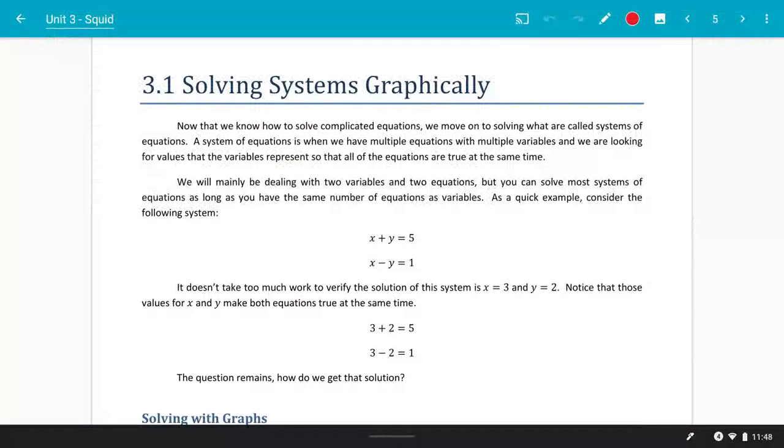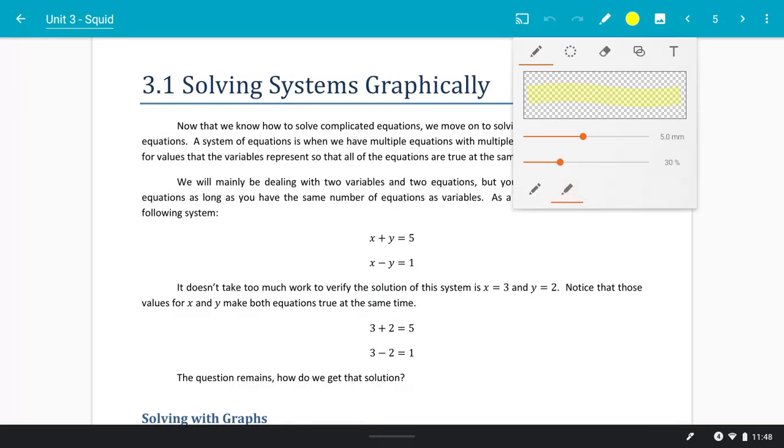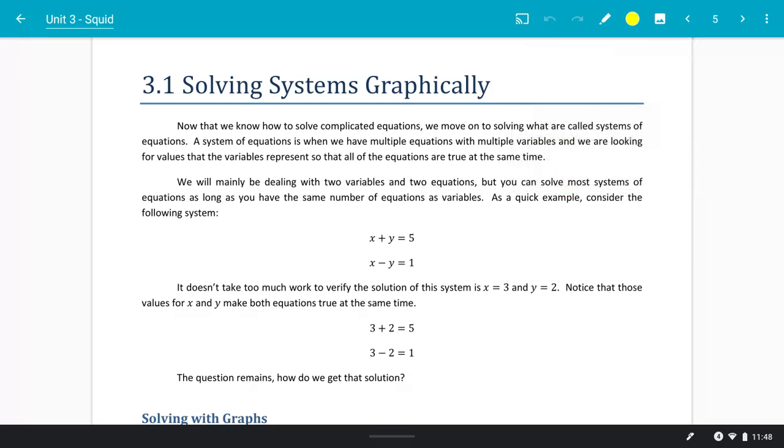Let's get my trusty little highlighter out here. Let's go with a blue today. All right, solving systems graphically.